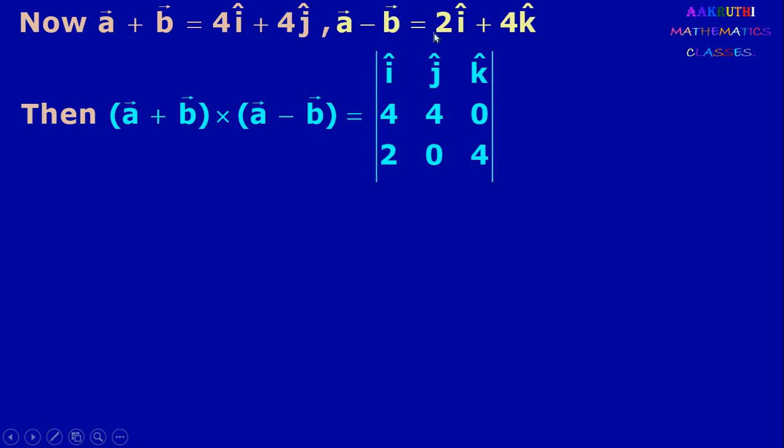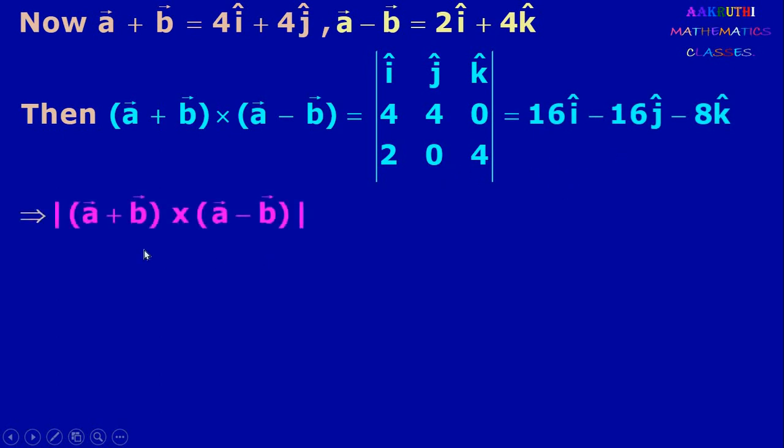Now we find (A plus B) cross (A minus B), and it is the determinant of i j k, 4 4 0, and 2 0 4. Here there is no k in A plus B, therefore we write 0 there. In A minus B there is no j, and we write 0 there. So it is the determinant of i j k, 4 4 0 and 2 0 4. When we expand this, we get 16i minus 16j minus 8k.